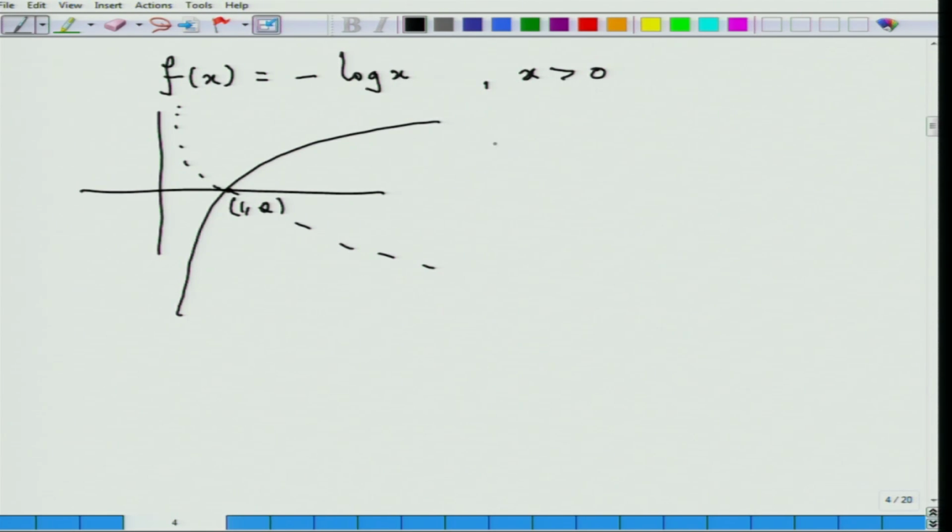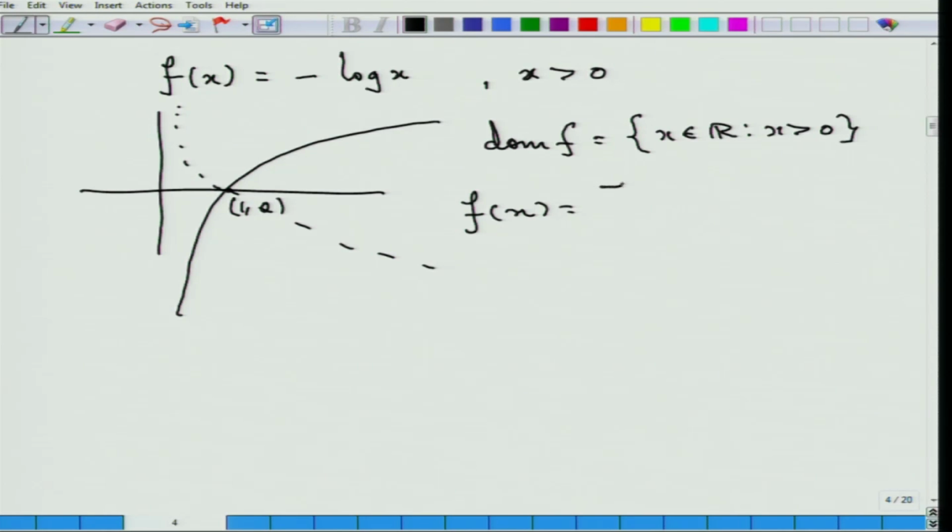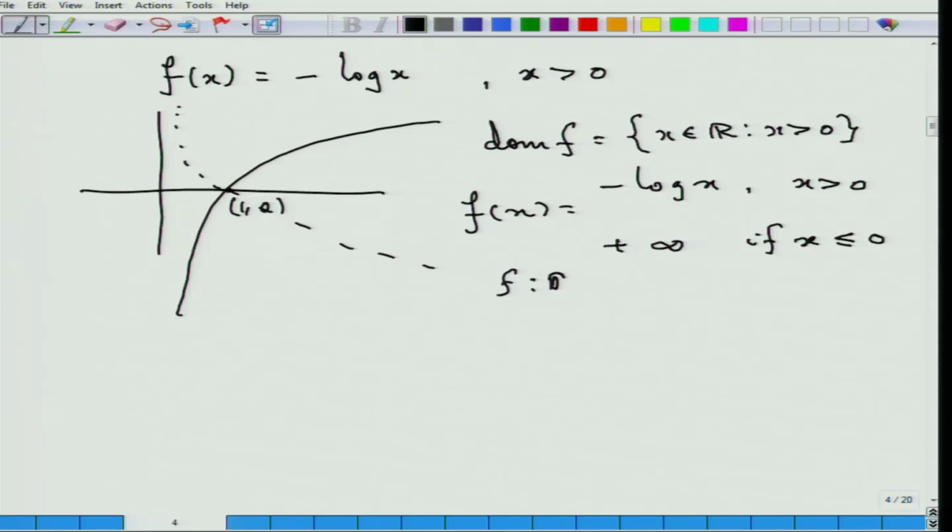So, in this case I can write the domain of f is the set of all x in R such that x is strictly bigger than 0. So, I can define the function like this: f x is equal to minus log x when x is strictly bigger than 0, and I can define this as plus infinity if x is less than or equal to 0. So, you see I can define the log function in this specific fashion and this is a convex function. So, f from R n to R bar is a proper convex function.